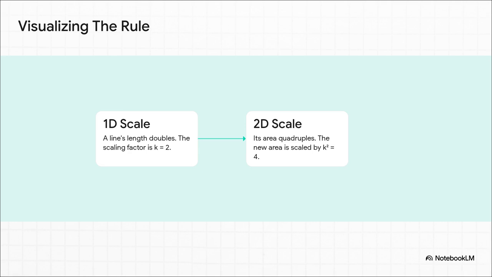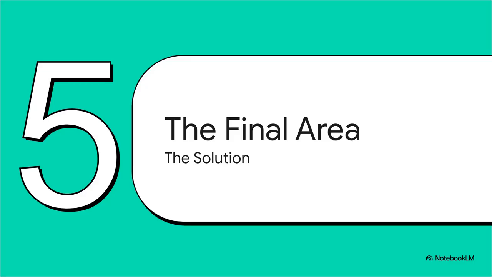Let's make this really simple. Imagine you have a square, and let's say you double the length of its sides. Your one-dimensional scaling factor, k, is 2. But look what happens to the area. It doesn't just double. It gets 4 times bigger. It's scaled by k squared. 2 squared is 4. This simple little rule is everything. Okay, now we get it. We understand the huge difference between scaling in 1D and 2D. With that piece of knowledge, we have everything we need to finally put this puzzle to bed.